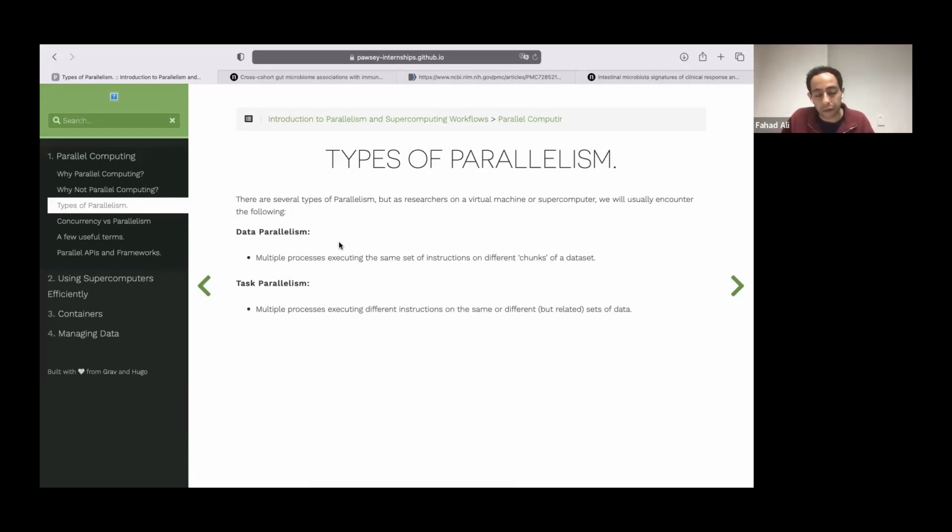Okay, that's data parallelism. You can also have task parallelism, where you do different things on either the same data or different data, but they're doing different things at the same time. Okay, so data parallelism, the same set of instructions on different parts of a single data set. Task parallelism is you might be doing different tasks.